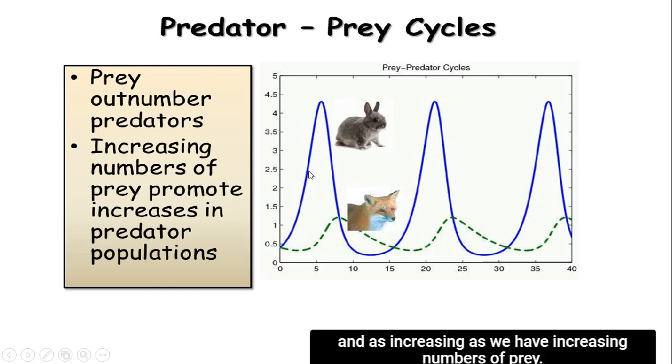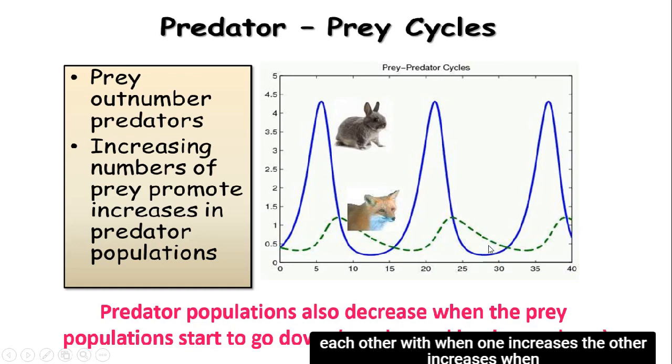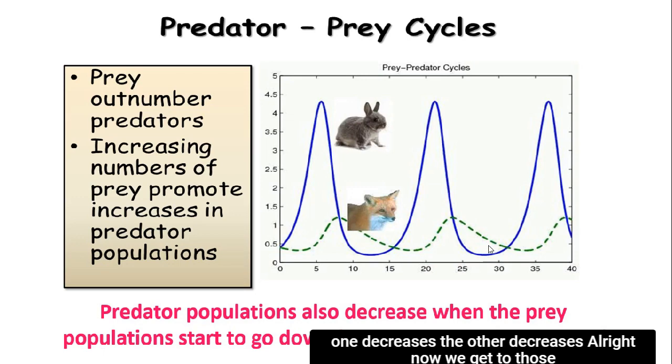And as we have increasing numbers of prey, we're also going to have increasing numbers of predators, because more prey, more predators around to eat them, and they're going to be happy, surviving, reproducing. But then there's way too many predators around. And then there's going to be maybe a crash in that prey population, and we have a crash in the predator population as well. So we typically see this cycling where they almost mirror each other. When one increases, the other increases. When one decreases, the other decreases.